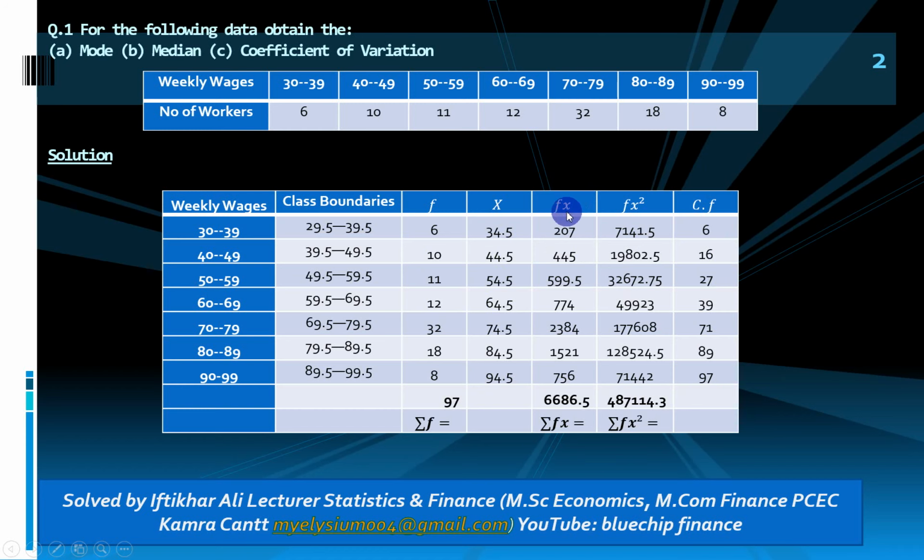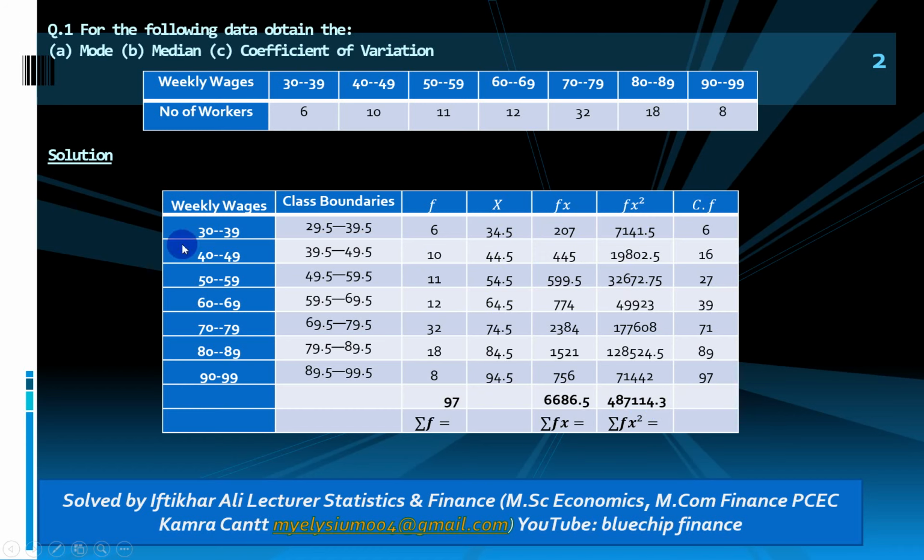Next important thing which we need for the coefficient of variation is fx square. Fx square equals fx multiplied by x. So the sum of fx square is 487114.3. So now we move to the solution of these three.